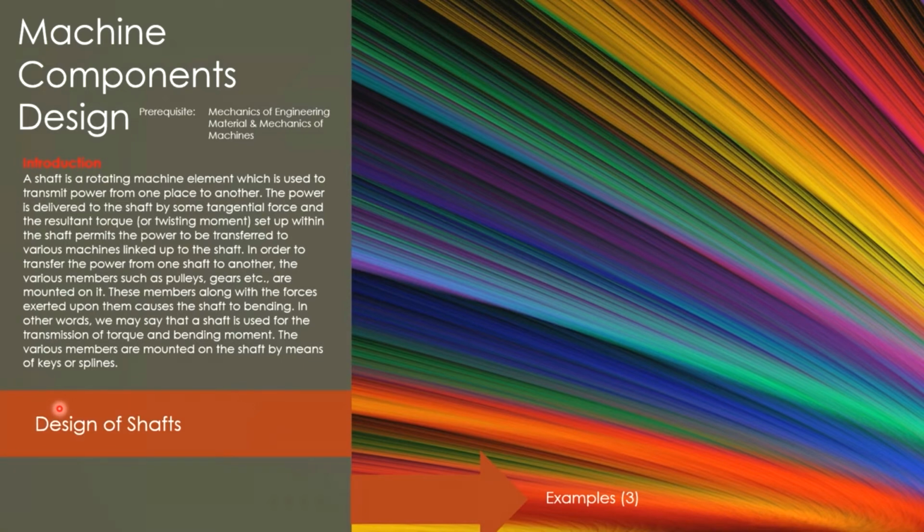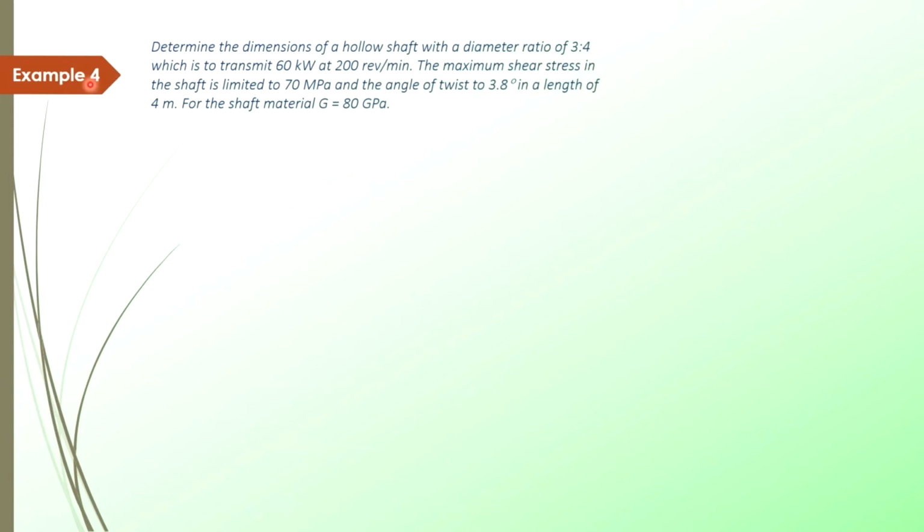So this will be example 3 or example 4. Now determine the dimensions of a hollow shaft with a diameter ratio of 3 to 4. You've given us a diameter ratio of 3 to 4, which is to transmit 60 kilowatt at 200 revolutions per minute. The maximum shear stress in the shaft is limited to 70 megapascal and the angle of twist to 3.8 degree.